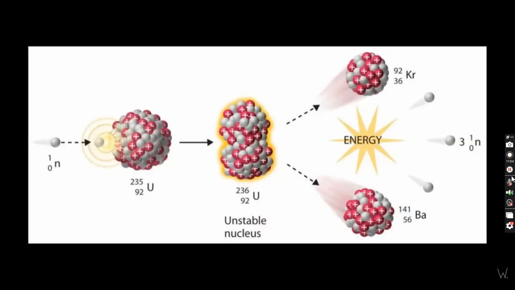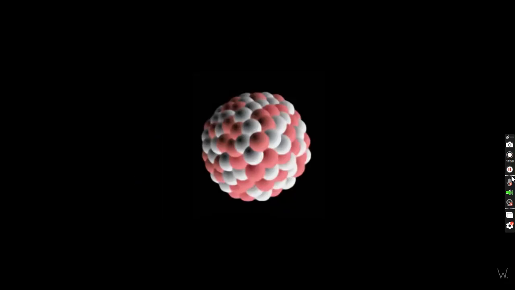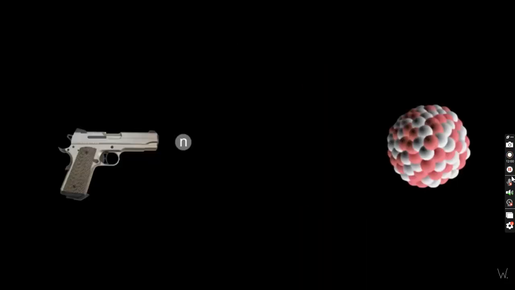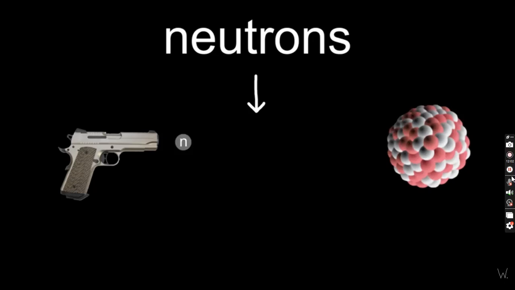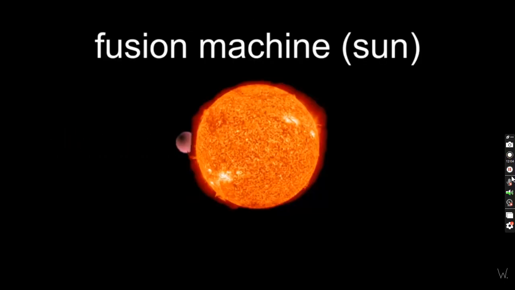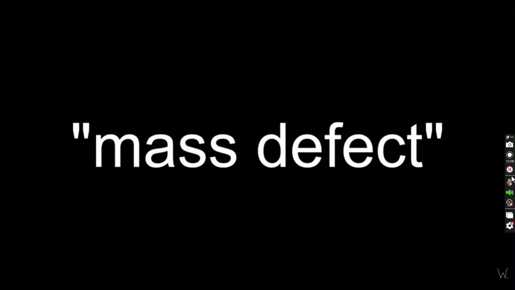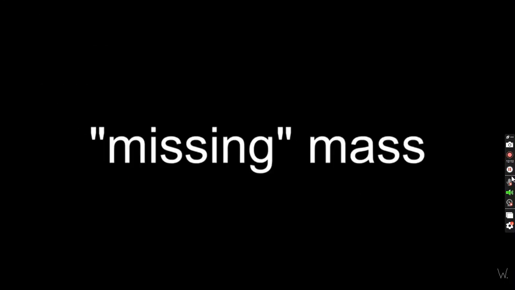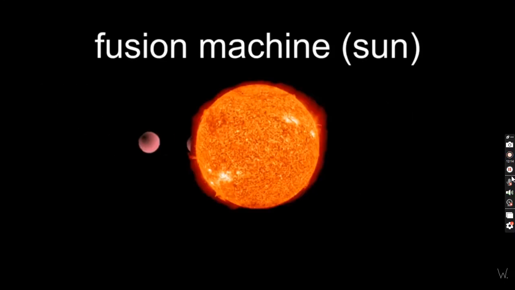You see, there's two main ways to gain energy from changing nuclei, fission and fusion. Fission aims to split the nucleus of an atom into two or more smaller nuclei, which is most often achieved by blasting the core with neutrons. Fusion is the opposite, where you combine two smaller nuclei to get one bigger one. The energy comes from something we call a mass defect, where the resulting nucleus is lighter than the starting nuclei. This missing mass is what was converted to energy during fusion.